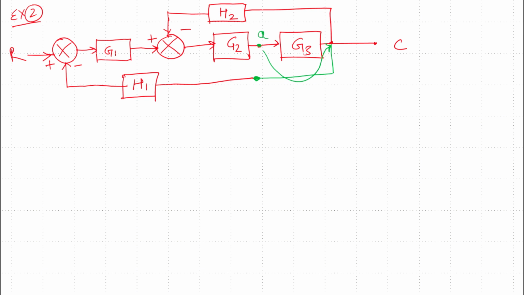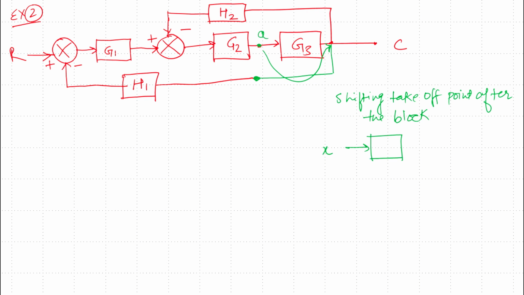But as you can recall, let me write the rule for shifting a takeoff point after the block. Suppose signal X is given to a block with the gain G1, the output is XG1, and we have a takeoff point at this point. The value of that takeoff point was X, and we have shifted this takeoff point to this point. Then the equivalent diagram in that case was G1. At this position the gain is XG1, but we want it to be X.